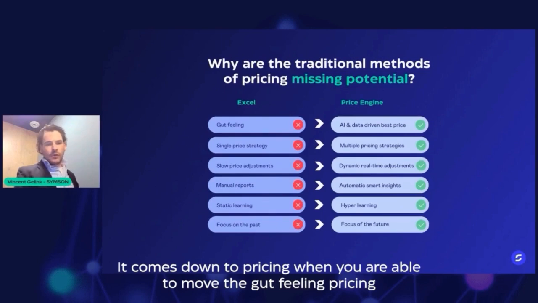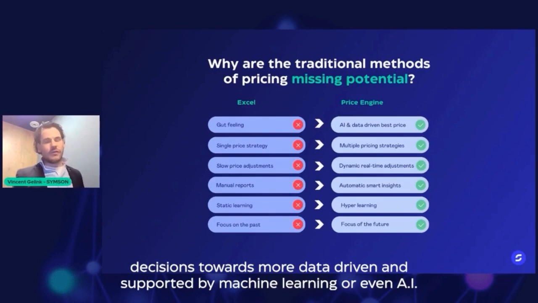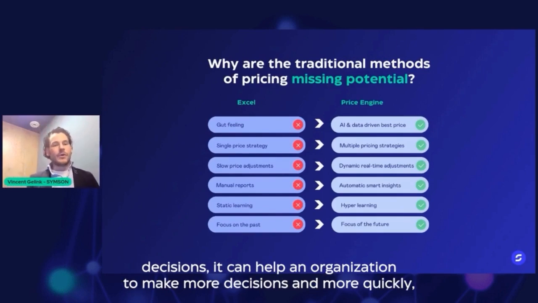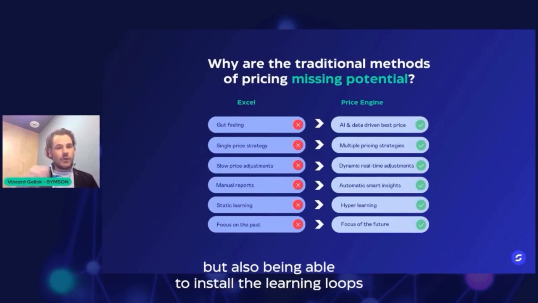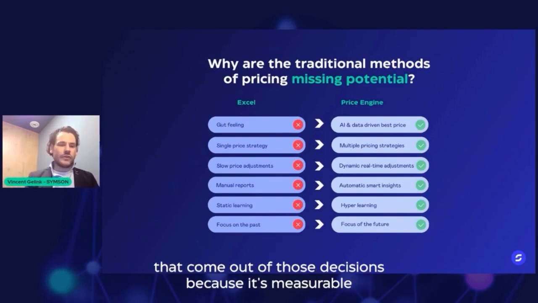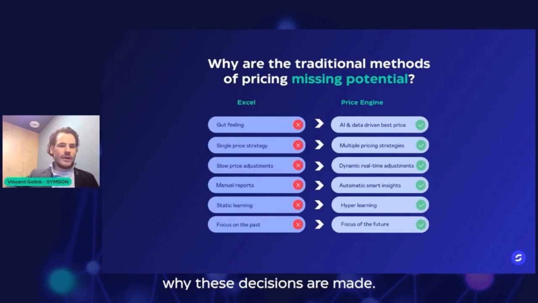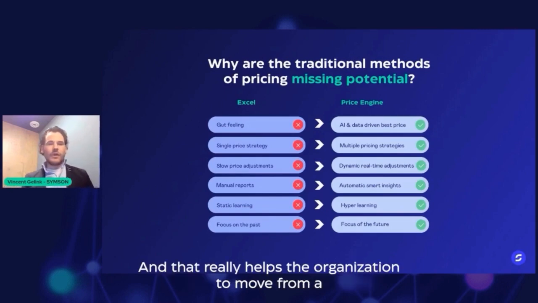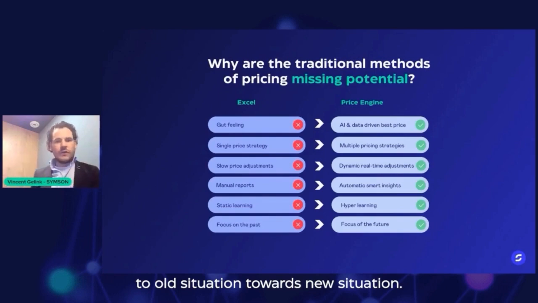When you are able to move the gut feeling pricing decisions towards more data-driven decisions, supported by machine learning or even AI, it can help an organization to make more decisions and do it more quickly, but also to install the learning loops that come out of those decisions, because it's measurable why these decisions are made. And that really helps an organization to move from the old situation towards the new situation.